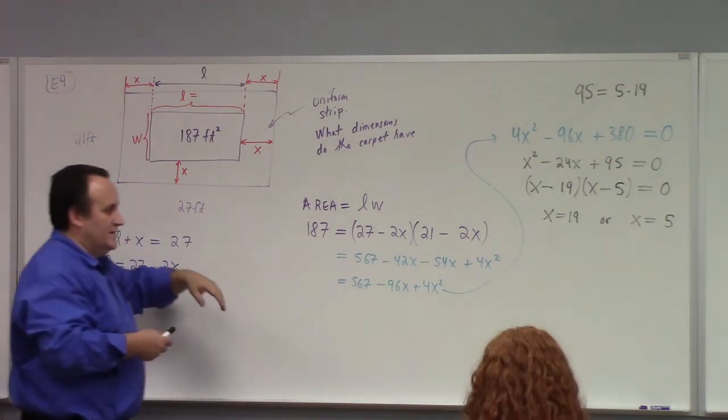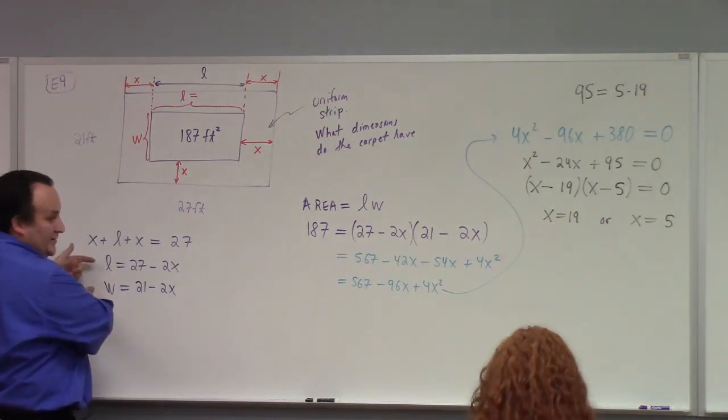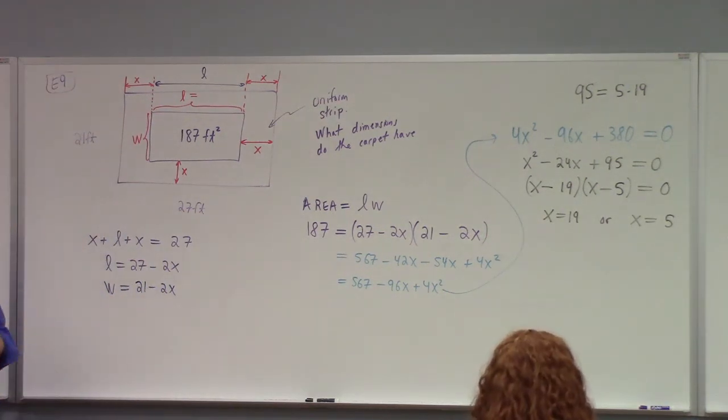Now, you could also see this. Somebody pointed out in the last section, if you put 19 back into the formulas for L or W, you get a negative number. That's also a dead giveaway. But certainly we can use the 5.